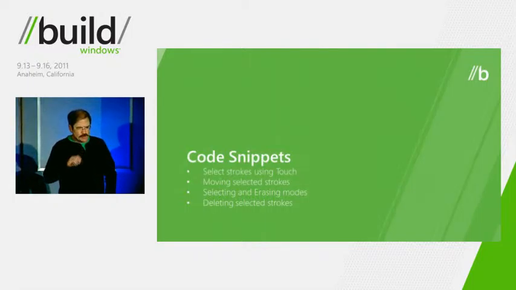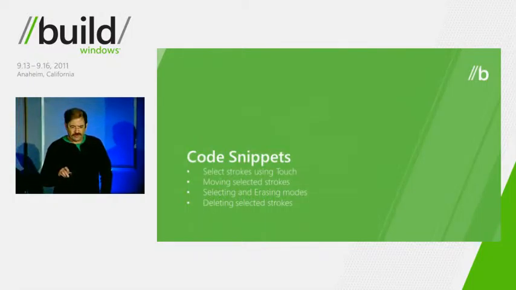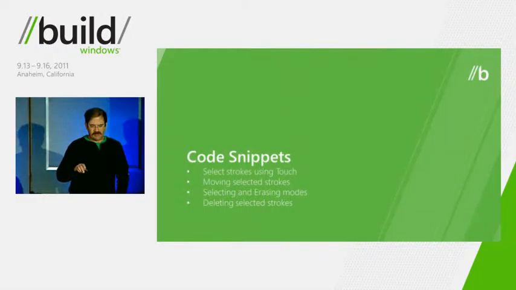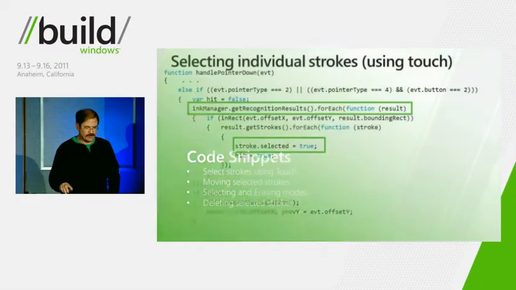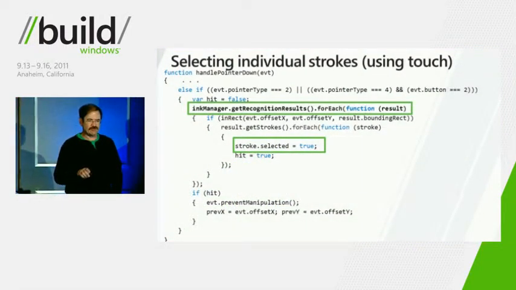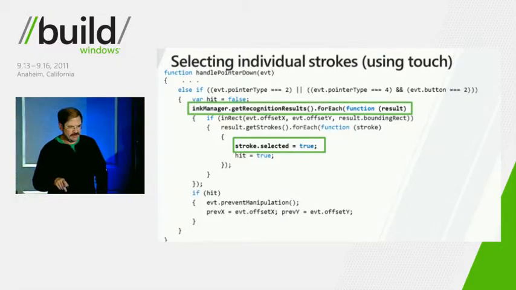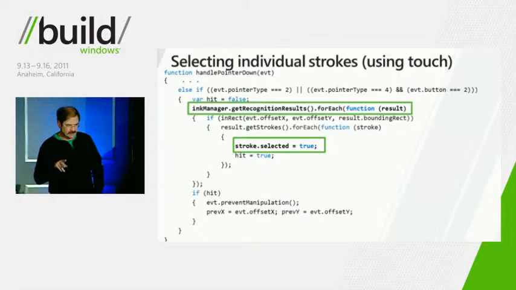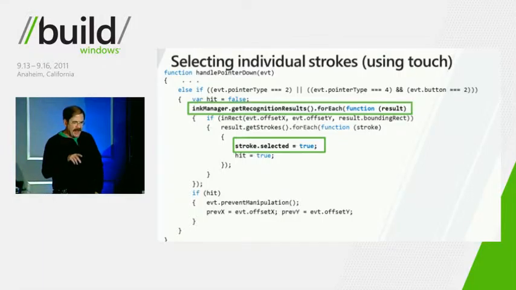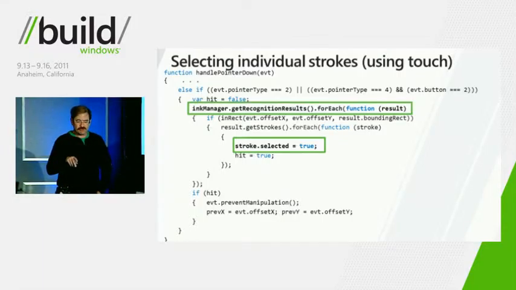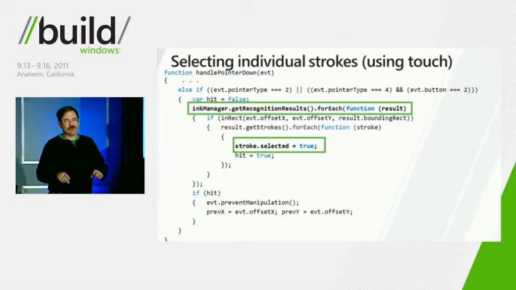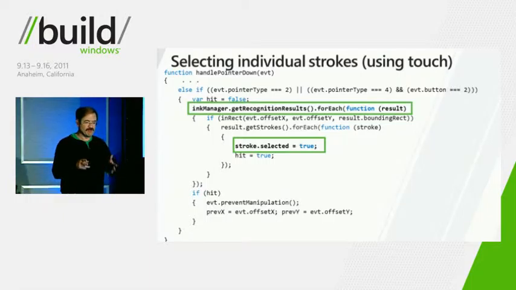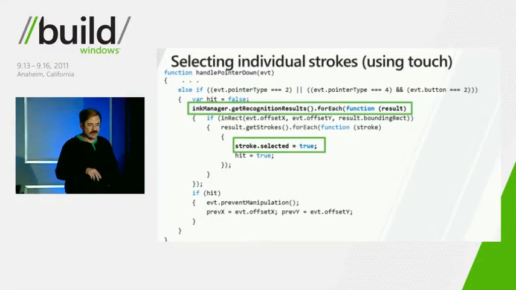Okay, so the first thing is selecting the strokes with touch so that you could move them. And this is where we go back to the earlier slides and look at the second half. So in the handler for pointer down, in the half of the code we didn't show before for handling touch, we're actually going back to the Ink Manager and asking for the recognition results. In this simplified piece of code, you just have to pretend that we've already checked and we know we have recognition results. If she hadn't hit the recognition button, then this wouldn't work.